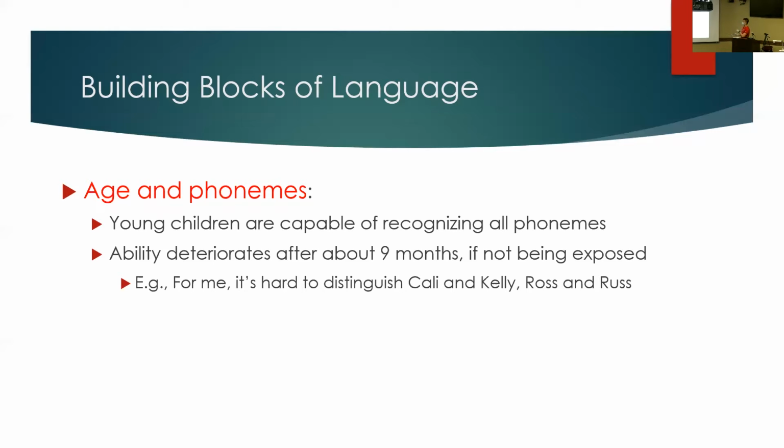For example, for me, it's very hard to distinguish Cali and Kelly. I don't distinguish that because when I was younger, we didn't have the differences between them. They're very similar, and I still get this confused. Ross and Ross. Did I get it right? Ross. Okay. So at first I just couldn't get that right. I just keep calling my friends the wrong name and they're like, what? But to me, they're so similar that I can't even tell the difference.